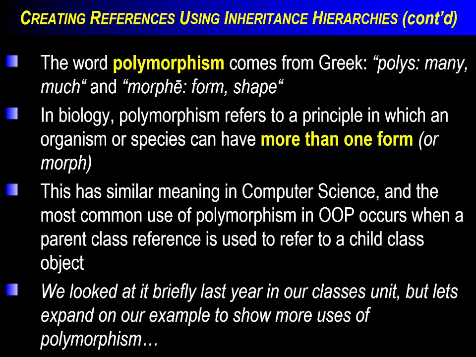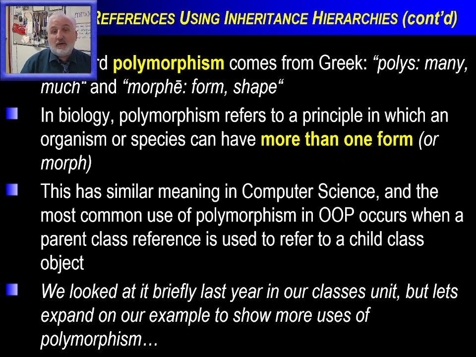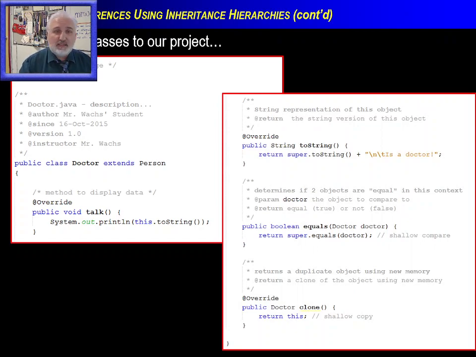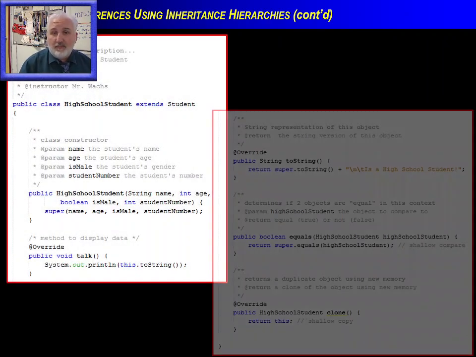Well, this has a similar meaning in computer science, and specifically in object-oriented programming, polymorphism is when a parent class reference is used to refer to a child class object. So we can look at this, which was covered briefly in Computer Science 30S, and then further expanded on in Computer Science 40S. This is an example from Computer Science 40S, where we have class doctor extending person, and then we have other classes extending person.